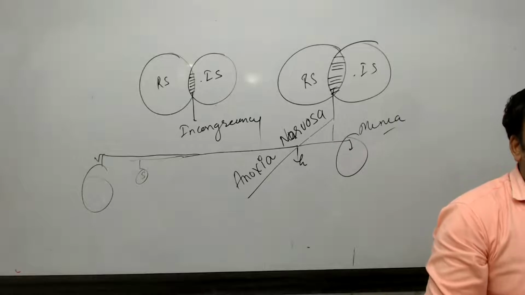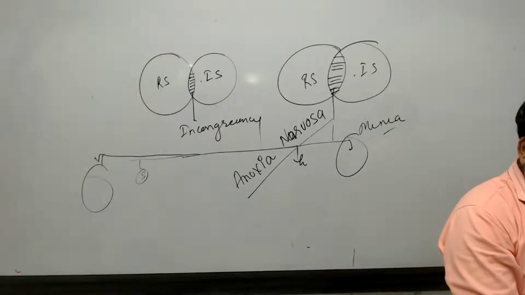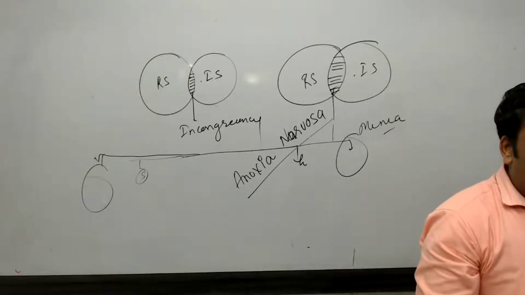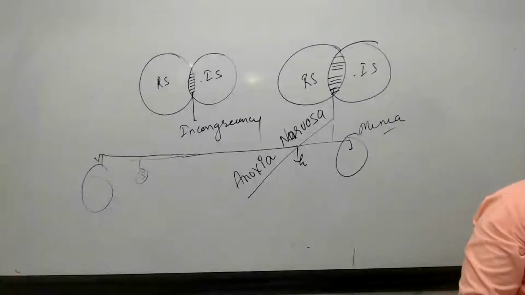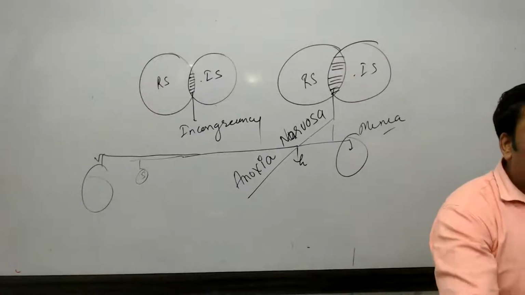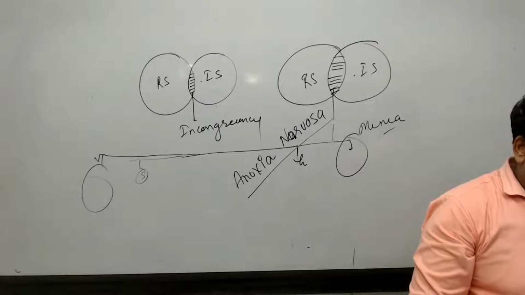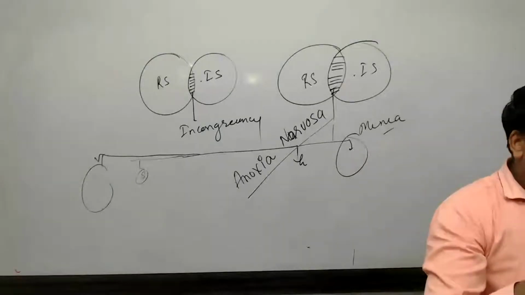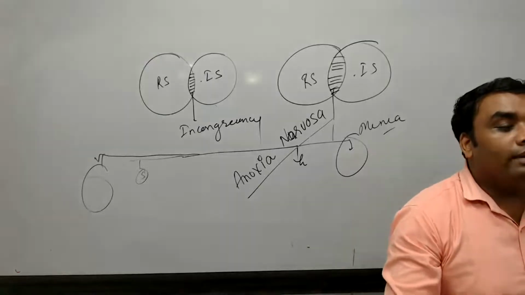Bulimia, B-U-L-I-M-I-A. Another is binge eating. They eat extra. So binge eating is overeating. Other is pica. Pica means the person eats things which are harmful for them. Pica. They eat things that are unfit for them.